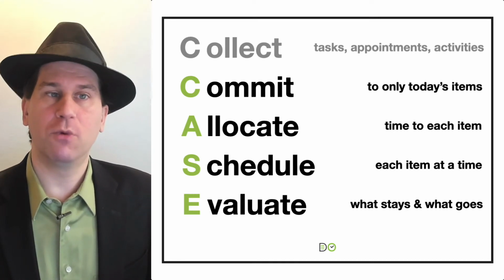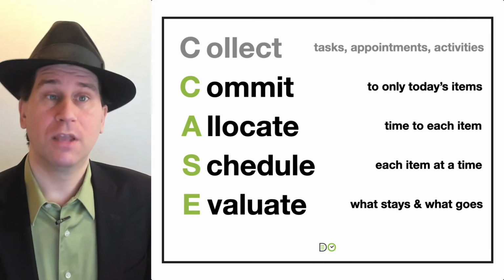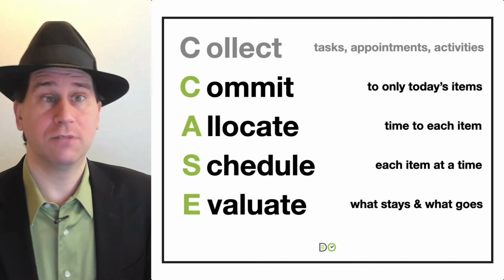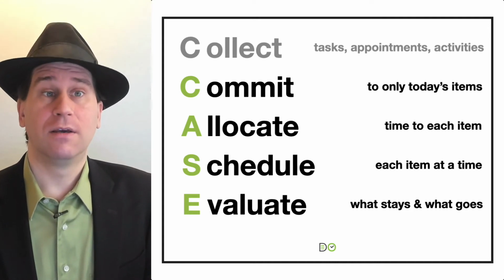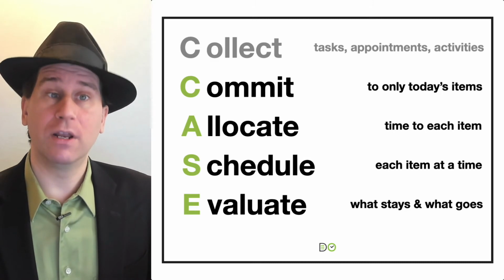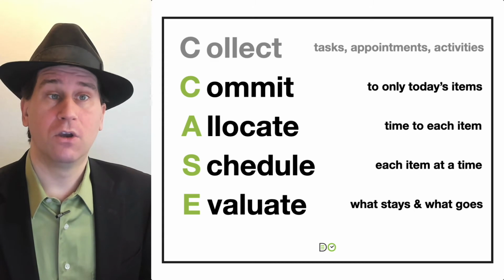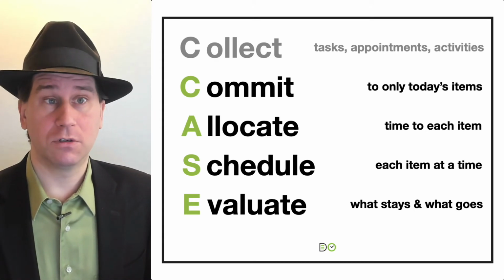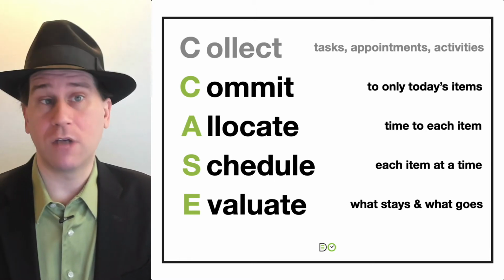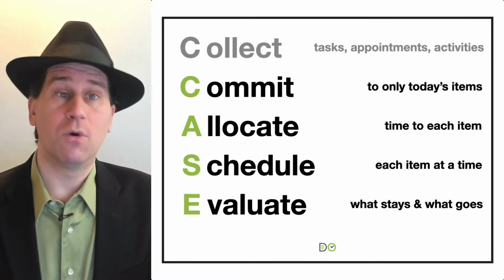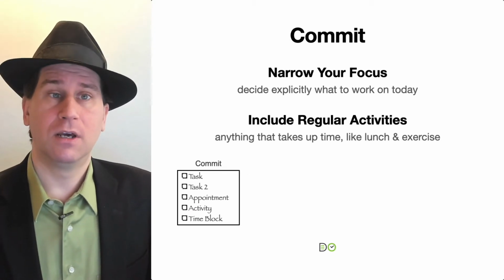But the first thing you want to do in this step is commit to only what today's items are. Then we're going to allocate time to each of those items. We're going to schedule those into specific time slots, but we're going to probably wind up with things that we weren't able to schedule. So we're then going to evaluate what stays and what goes. At that stage, we also might evaluate whether the order that we put them in was optimal. Maybe we need to reschedule for a more optimal order. So let's go through each of these steps in order.